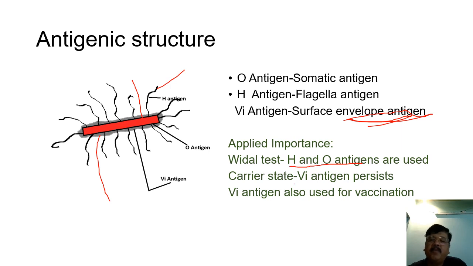Then what is the importance of Vi antigen? The persistence of Vi antibody indicates carrier state. The antibodies produced against Vi antigen are protective. The chemical nature of Vi antigen is polysaccharide, and the Vi polysaccharide antigen is also used for vaccination. Although the antibody titers produced are low, the antibodies are protective. Therefore, it is also used for vaccination.